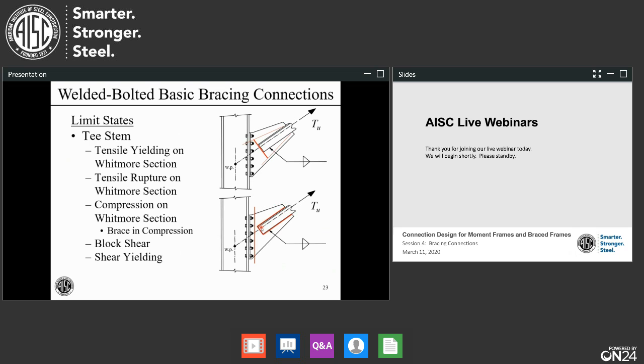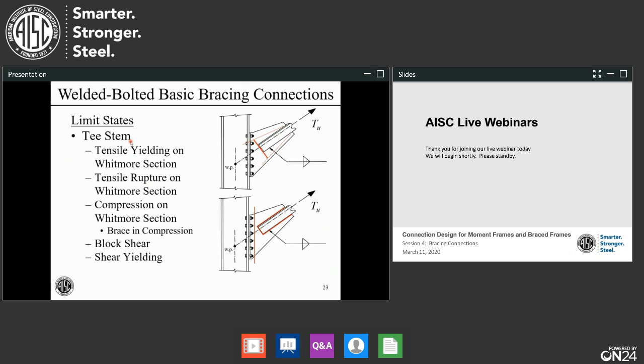Another limit state to check would be shear yielding. This T_u has a vertical component, and so we need to check shear yielding along the line about like this. And of course, where exactly you put that left to right depends on the geometry. You need to come up with the worst case, smallest gross area subject to shear, obviously. Now that's the T stem.